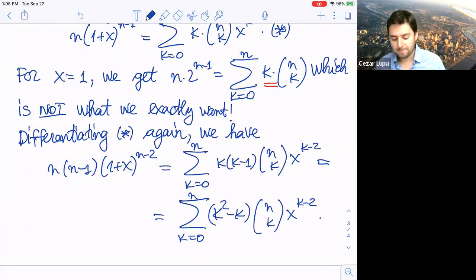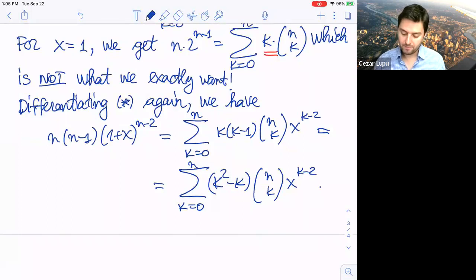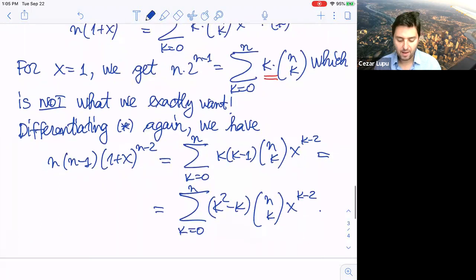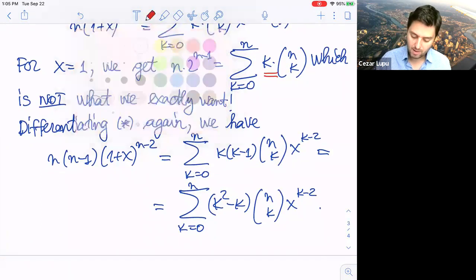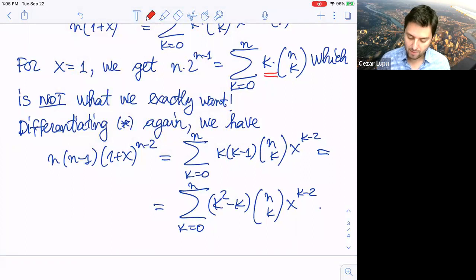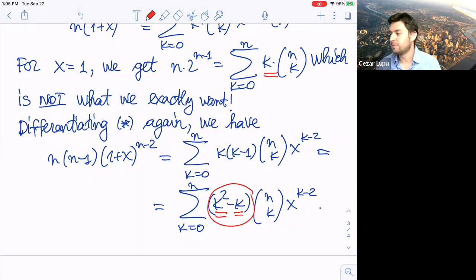Well, if I plug in x equals 1 now, that's still not exactly what I want, right? But we can write this in a certain way. So what should we do from here? Look at this term here. I have a k squared here, and I have a k here. I have a combination of two. So maybe I should do something about it. But I have the difference.